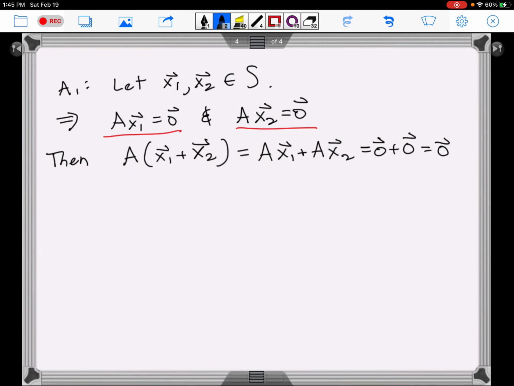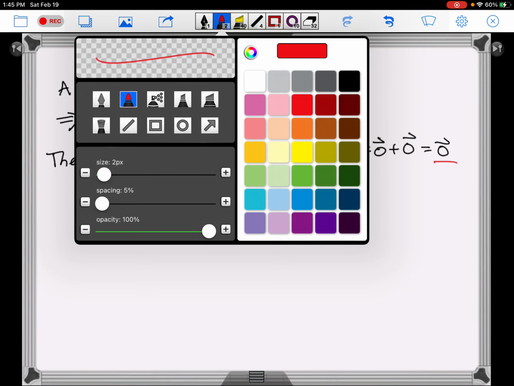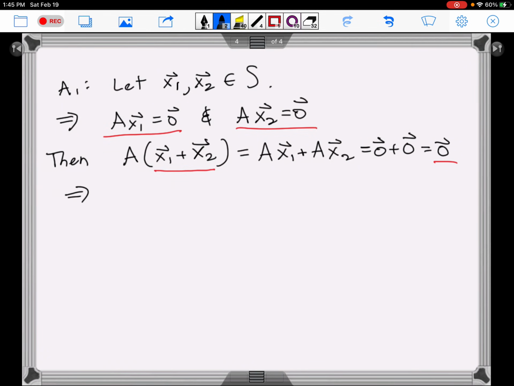So what did we just show? We just showed that A times that is equal to that. And so that means we've just showed that x1 plus x2 lives inside S. And so that is the first axiom. So that's axiom A1. How about A2?